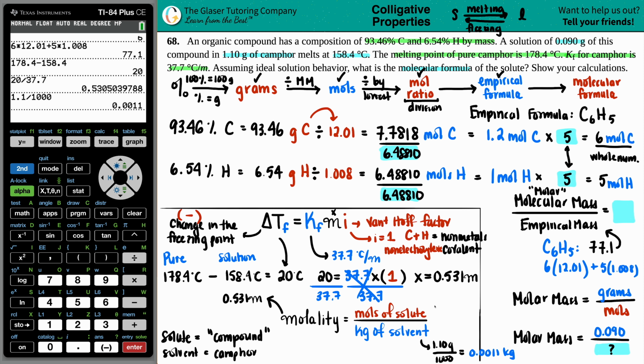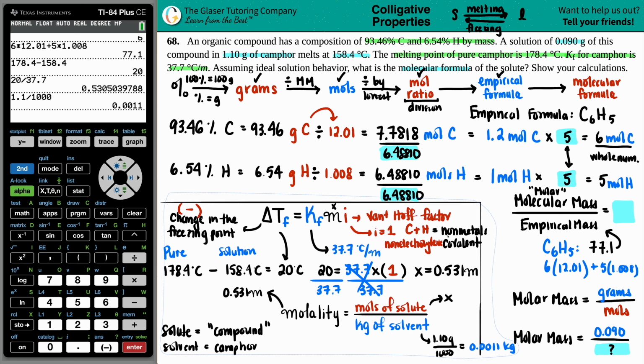Let me bring this up a little bit. I might start getting rid of some things just because we do not have too much room left. But let's see. So we have 0.531 equals 0.0011, and then we're just solving for the moles.